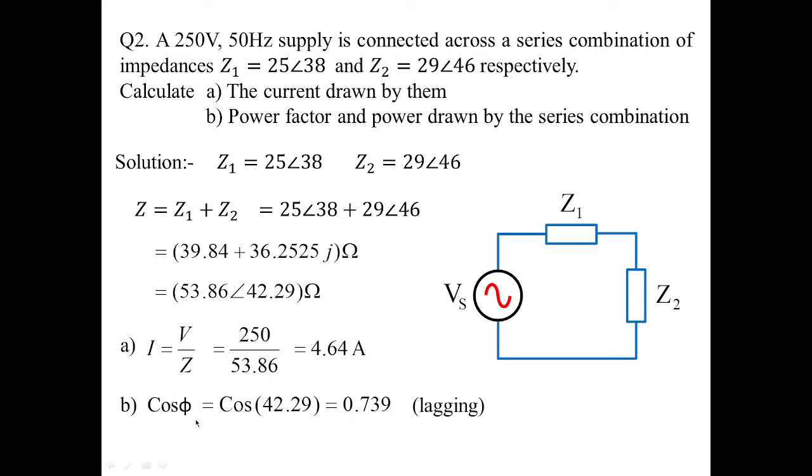Once we obtain the value of power factor, we can easily get the value of power, that is the real power, VI cos phi. Just substitute the values, 250 into 4.64 into the cos phi value, which will give you 857.24 watts. So this is the value of power drawn by the series combination of the circuit.